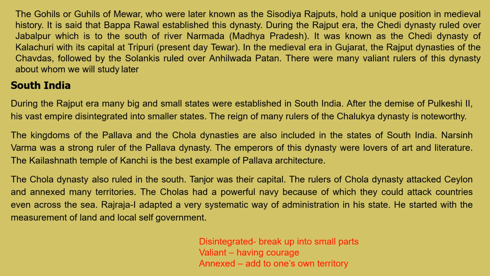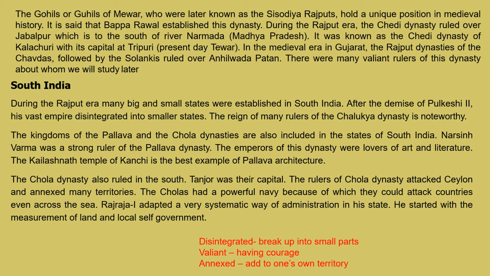The Chola dynasty also ruled in the south. Tanjore was their capital. The rulers of the Chola dynasty attacked Ceylon, which, children, at present is known as Sri Lanka, and annexed many territories. So they had added many territories to their dynasty. The Cholas had a powerful navy because of which they could attack countries even across the sea. It was very easy for them to attack other countries through the medium of a powerful navy.